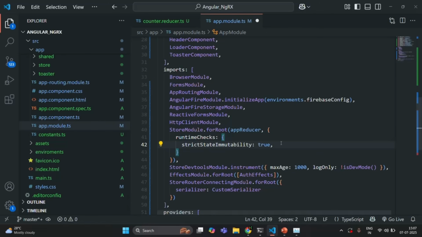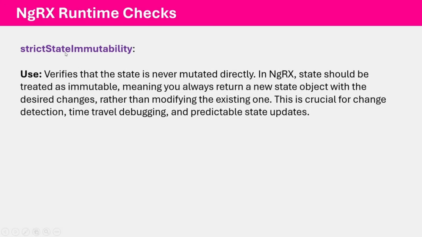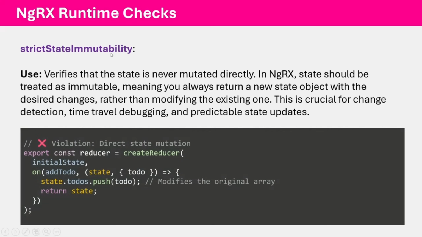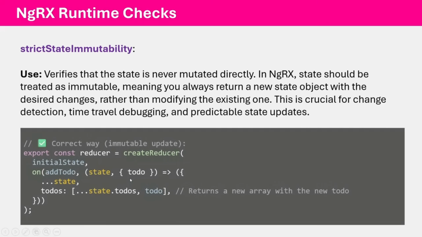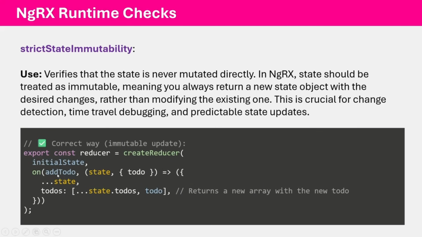Now let's theoretically learn about other runtime checks. We already talked about strict state immutability. What it does is it does not allow us to update the original state. So here we are trying to update the original state, which is not valid. If we have enabled this check, it will not allow us to update the original state. In that case, we will have to create a new state like we are doing here, and then return that new state instead of modifying the original state.